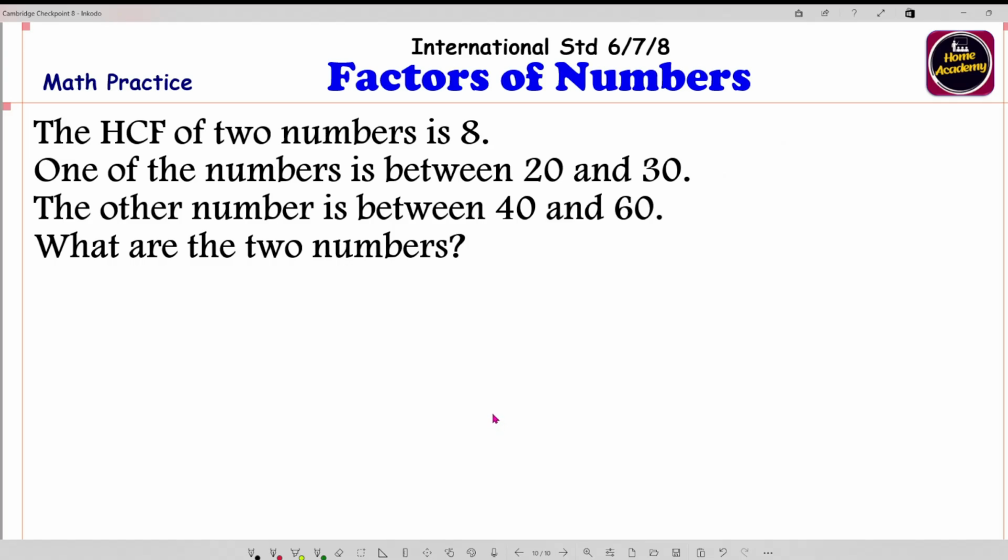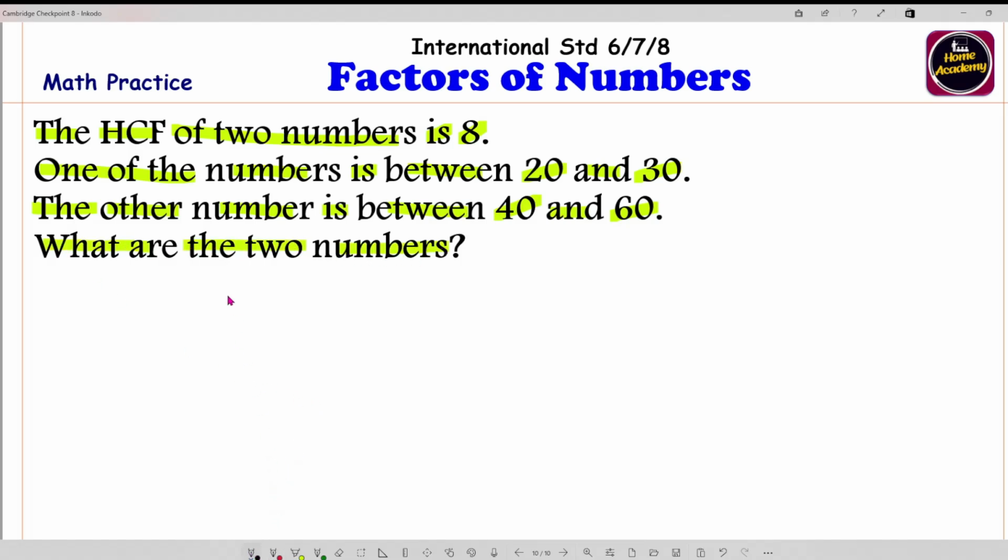HCF, highest common factor. Let's start. First, we have to read the question. The HCF of two numbers is 8. One of the numbers is between 20 and 30. The other number is between 40 and 60. What are the two numbers?